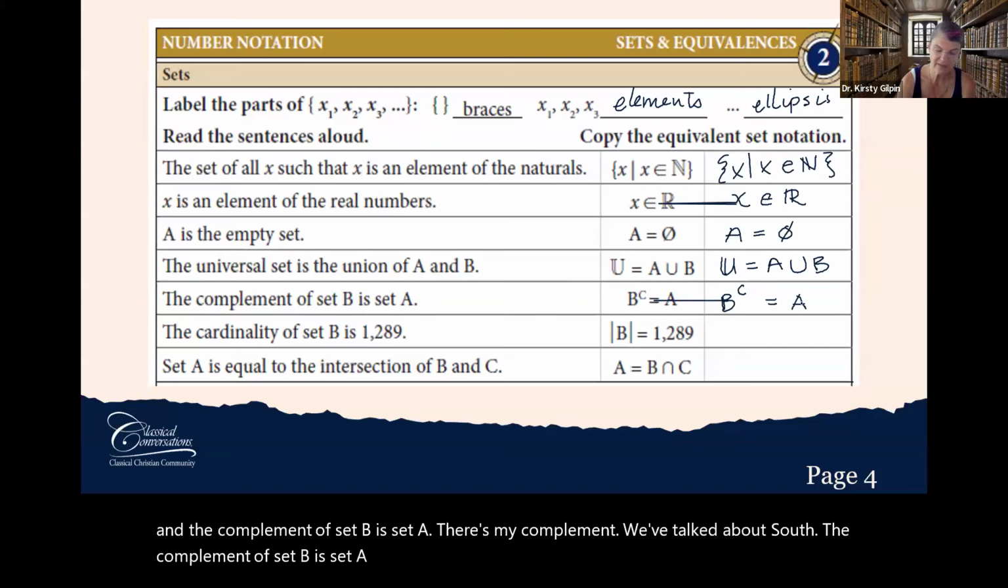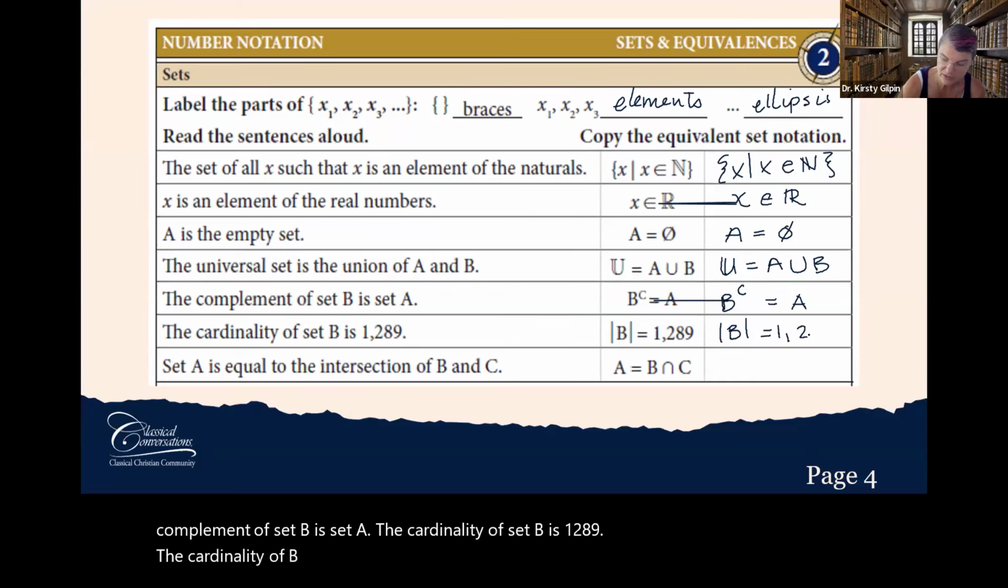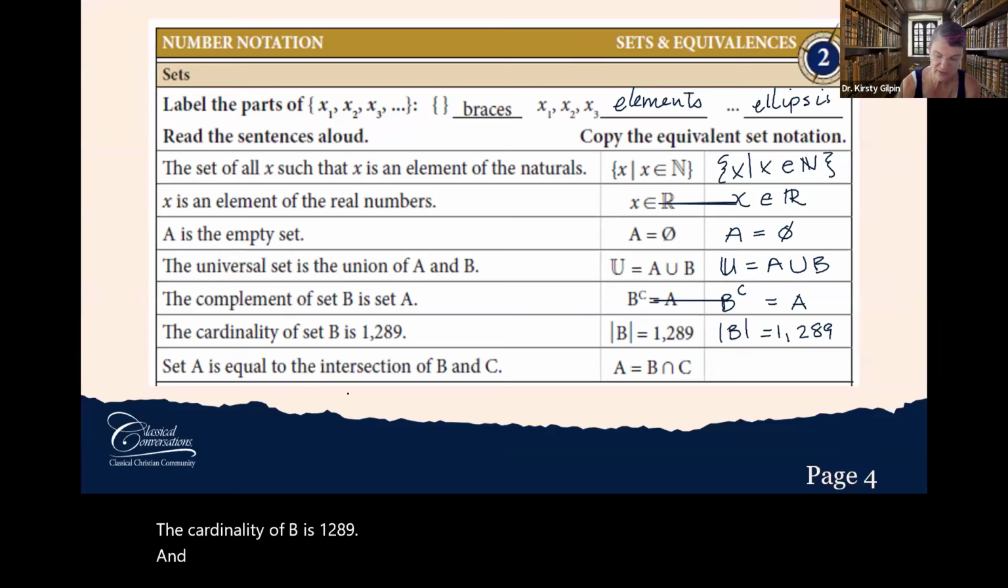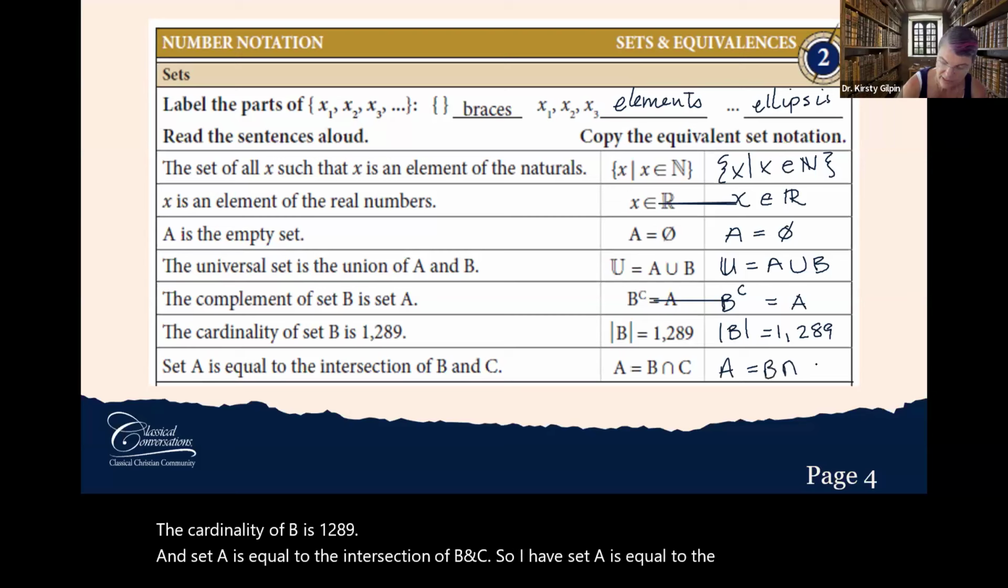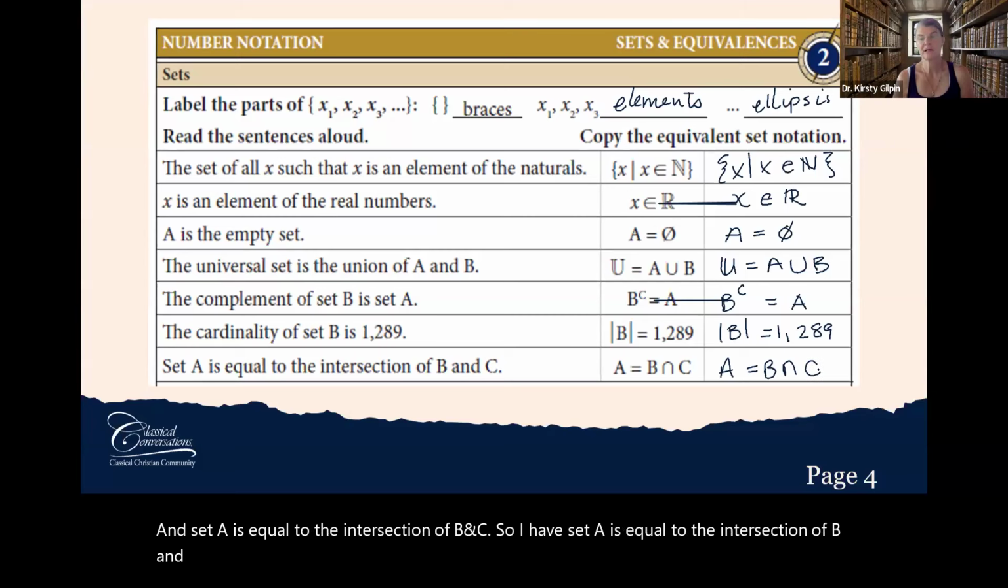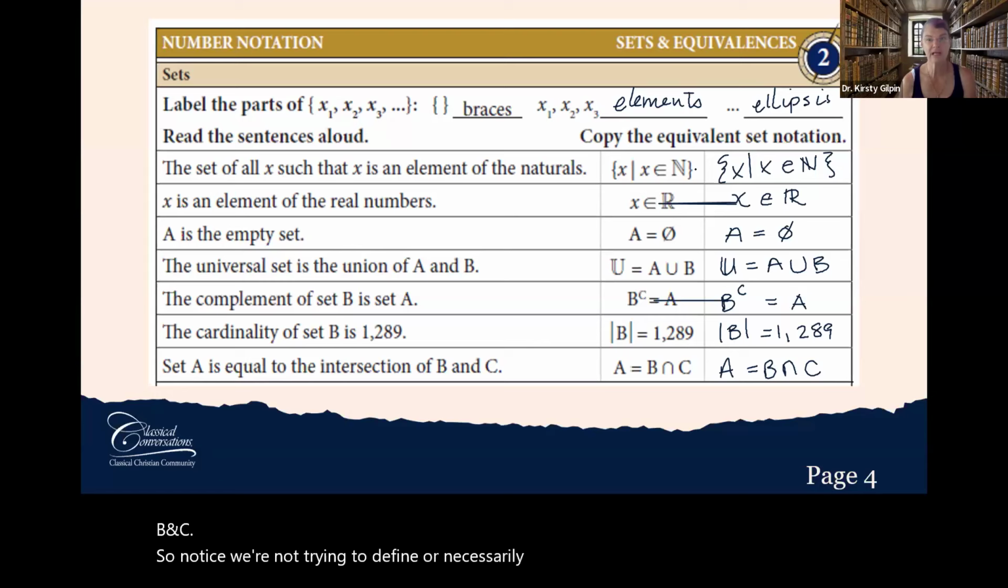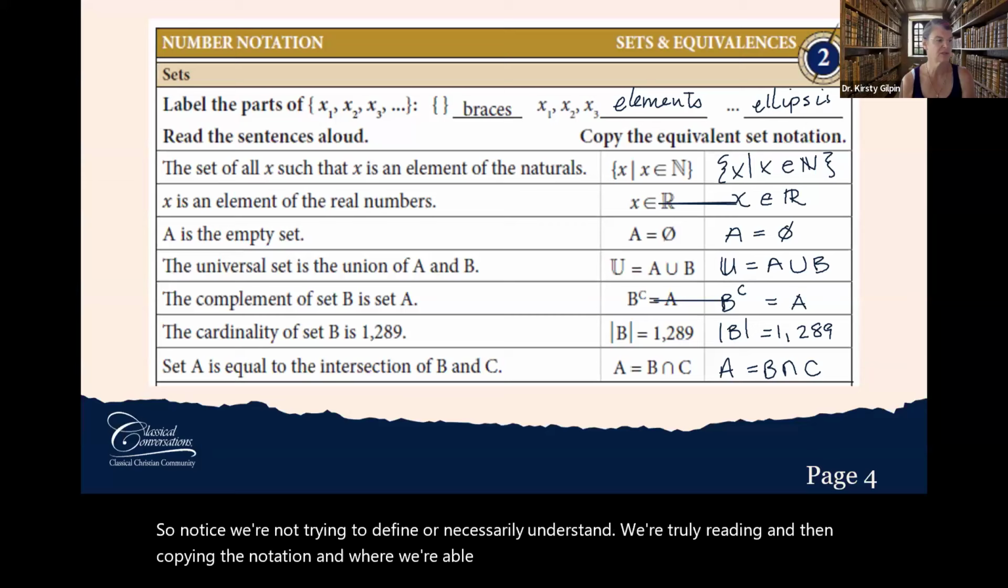The cardinality of set B is 1,289. The cardinality of B is 1,289. And set A is equal to the intersection of B and C. So I have set A is equal to the intersection of B and C. So notice we're not trying to define or necessarily understand. We're truly reading and then copying the notation, and where we're able, we can connect those two.